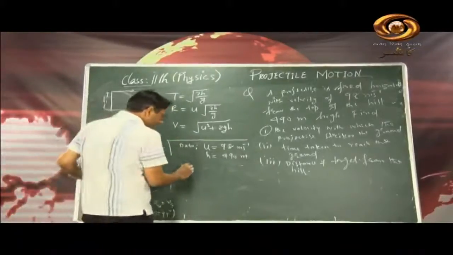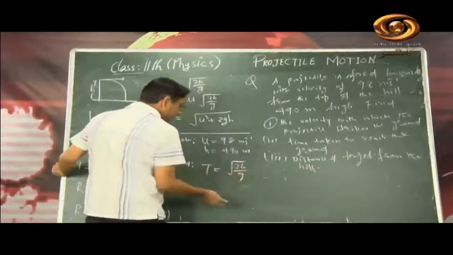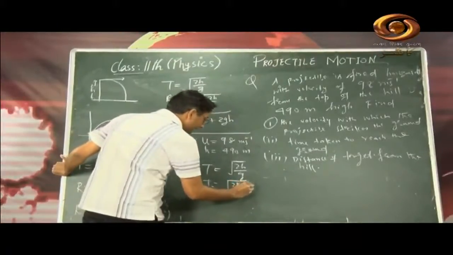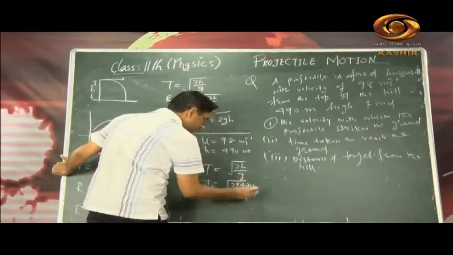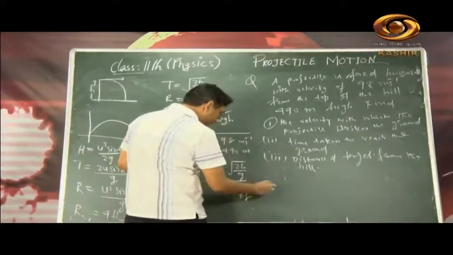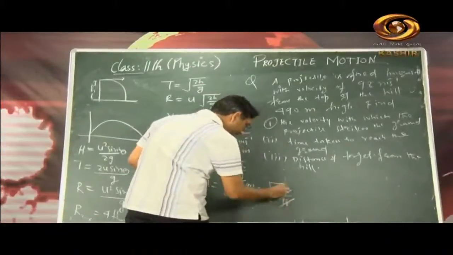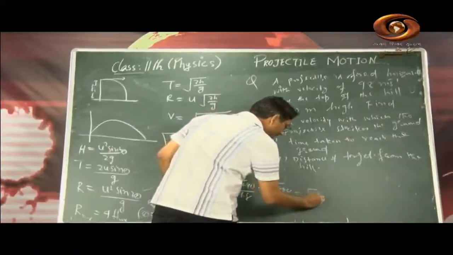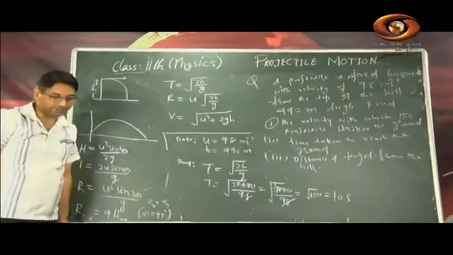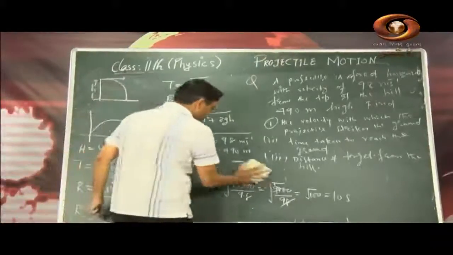So t is equal to under root of 2h by g. Everything is given there. So t is equal to under root of 2 into 490 divided by 9.8. Then it is under root of 9800 divided by 98. It cancels, it is under root of 100. This is nothing but 10 seconds. So the time of flight is 10 seconds for this projectile. We have solved this numerical as well, this time of flight as well. So now let us move to part number 3.